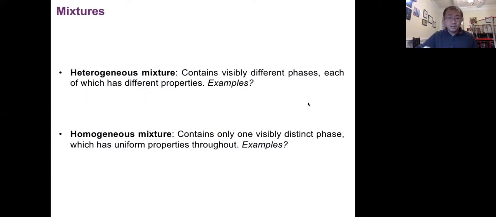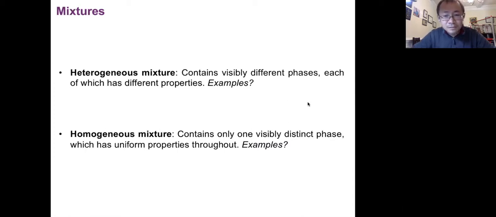Before we study solutions, let's review something we learned very early in this class, in chapter 1. We studied that matter can be classified into two types, a pure substance and a mixture. In this chapter, we study mixtures. And by the appearance of the mixture, we can further divide mixtures into two types, homogeneous and heterogeneous.